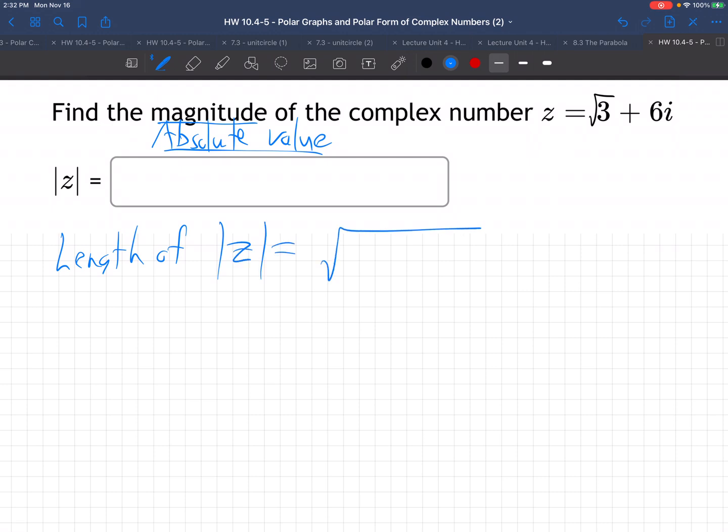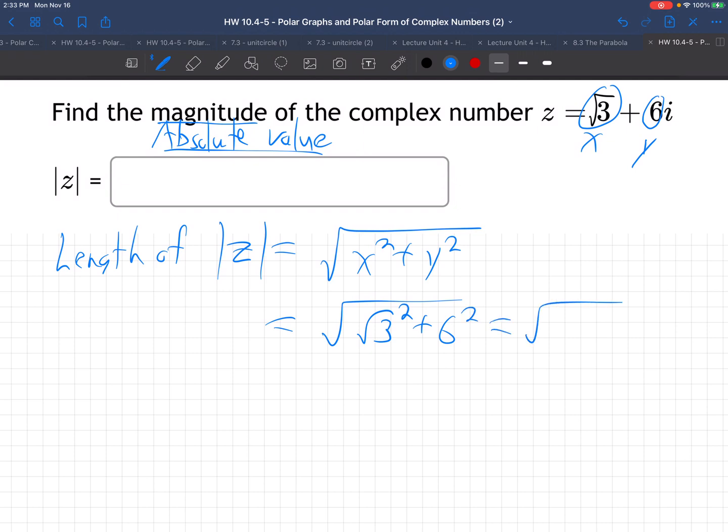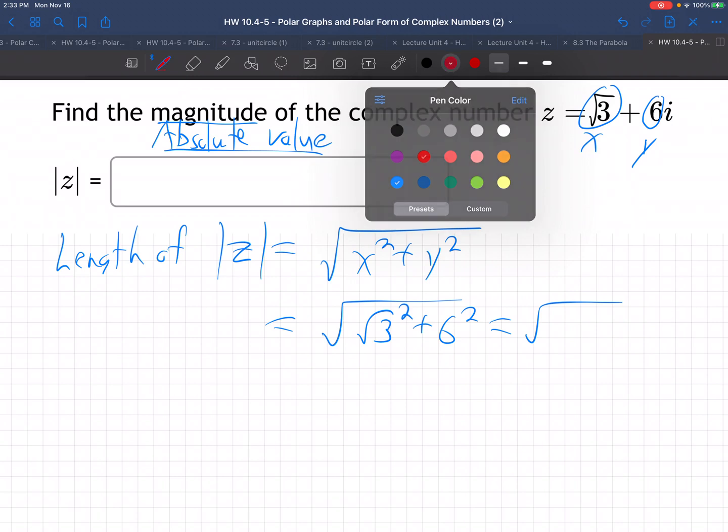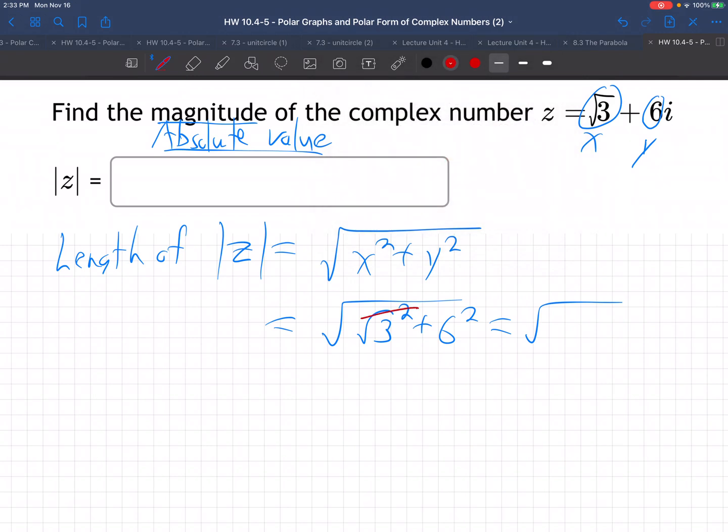It's the square root. If you go back to the formula sheet, if you look on the notes, it's the square root of x squared plus y squared, where this is the x, square root of 3, and this is the y, which is 6. So that's square root of x, which is root 3 squared, plus y, which is 6 squared. And so that's the square root. Now, do you know what happens there? When you do this, the square and the root cancel, and it's just 3. The other one becomes 36.